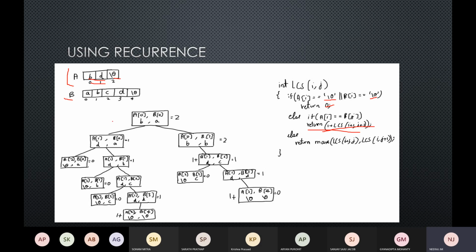Now let's take this example. If I take A of 0, obviously start with 0, I and J. I is nothing but for A and B is nothing but, and J is nothing but for B.